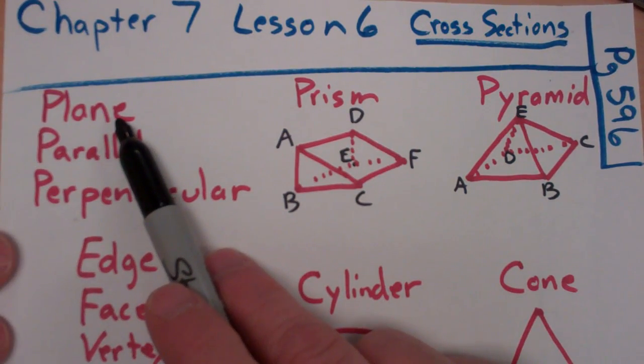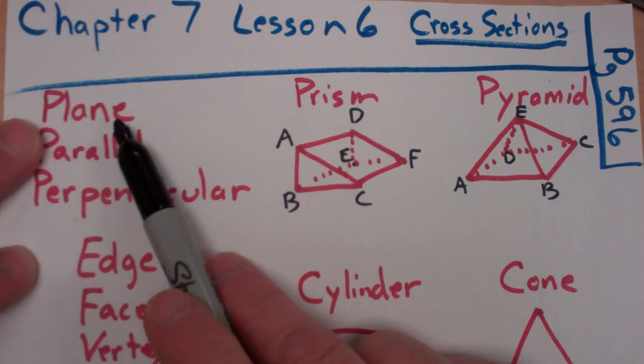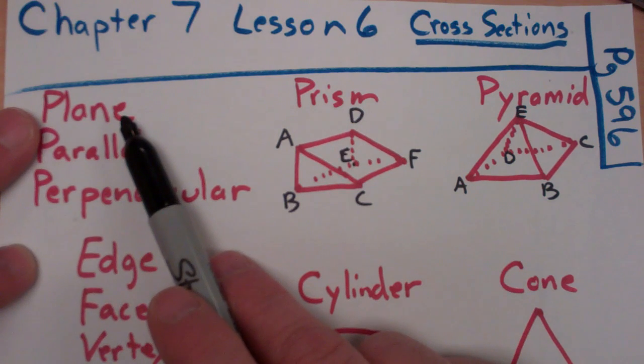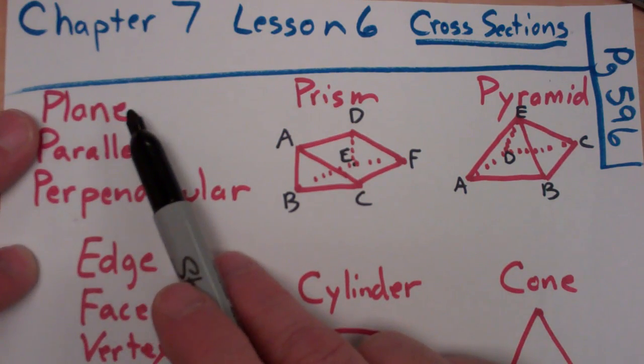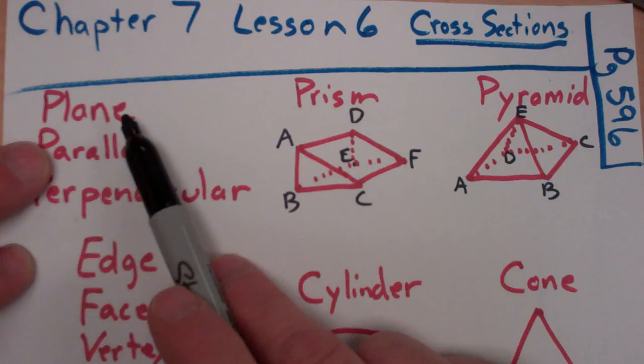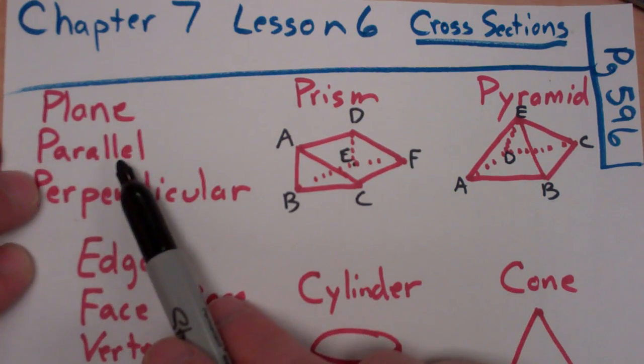So first of all, a plane. A plane is a flat surface that goes forever in all directions. In fact, we talk a lot of times about plane geometry, which just means flat geometry. It means it doesn't have that third dimension in it. So a plane goes forever in all directions, a flat surface.